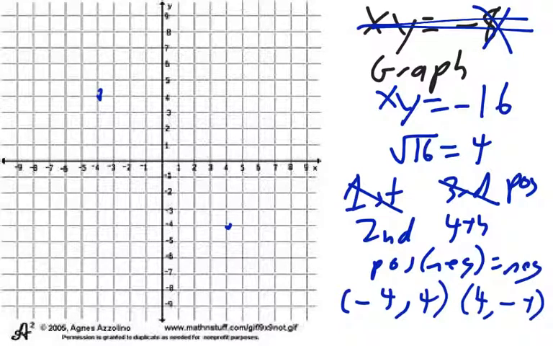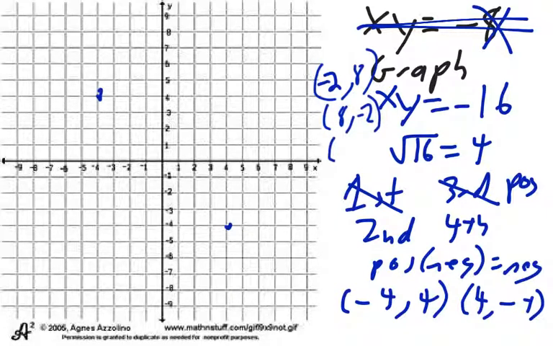So to help us form our graph, we need to figure out if there are any other places that multiply up to be negative 16. Well, negative 2 and 8, and 2 and negative 8, negative 8 and 2, and finally 2 and negative 8.